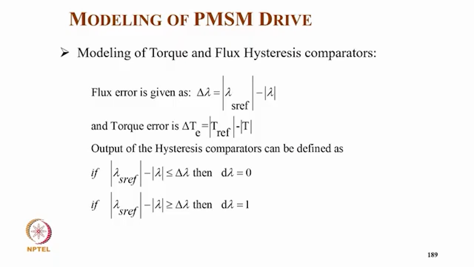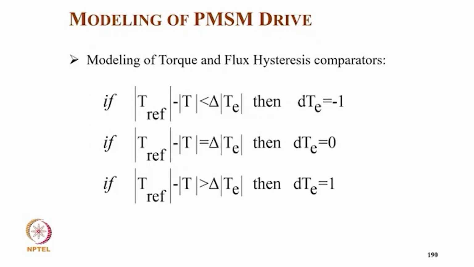Now coming to modeling of the torque and flux hysteresis comparator, the flux error is delta lambda equal to lambda reference minus actual lambda, and the torque error is delta T equal to T reference minus T. The output of the hysteresis comparator can be defined as: if lambda_s reference minus lambda_s is less than delta lambda, then d_lambda is equal to 0, and if lambda reference minus lambda is greater than delta lambda, then d_lambda equals 1. Similarly for torque: if T reference minus T is less than minus delta T, then d_T equals minus 1; if T reference minus T is equal to delta T, then d_T equals 0; and if T reference minus T is greater than delta T, then d_T equals 1.